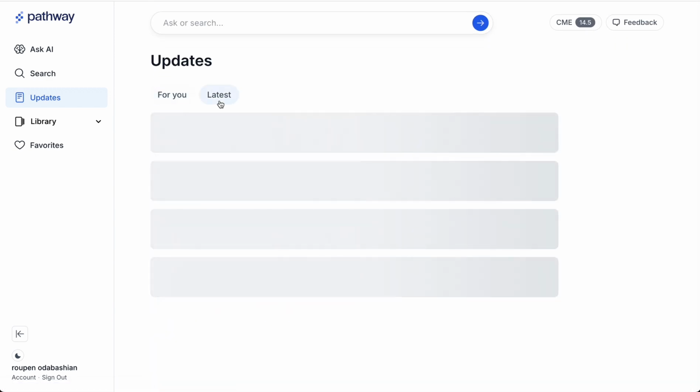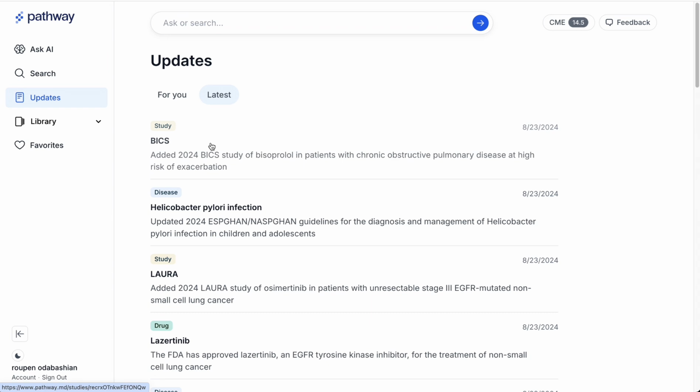And then here they have the Latest studies, and I think these are more random studies. Bisoprolol in patients with chronic obstructive pulmonary disease at high risk of exacerbation. So PathwayMD knows that I'm an oncologist, so these are more random studies and they are not related to my specialty. So this is a good way of staying up to date, and instead of subscribing to newsletters, you get updates here. I did not compare this to the different newsletters that I subscribe to, to see if it is as up to date as the newsletters. But again, it's a great start for people.